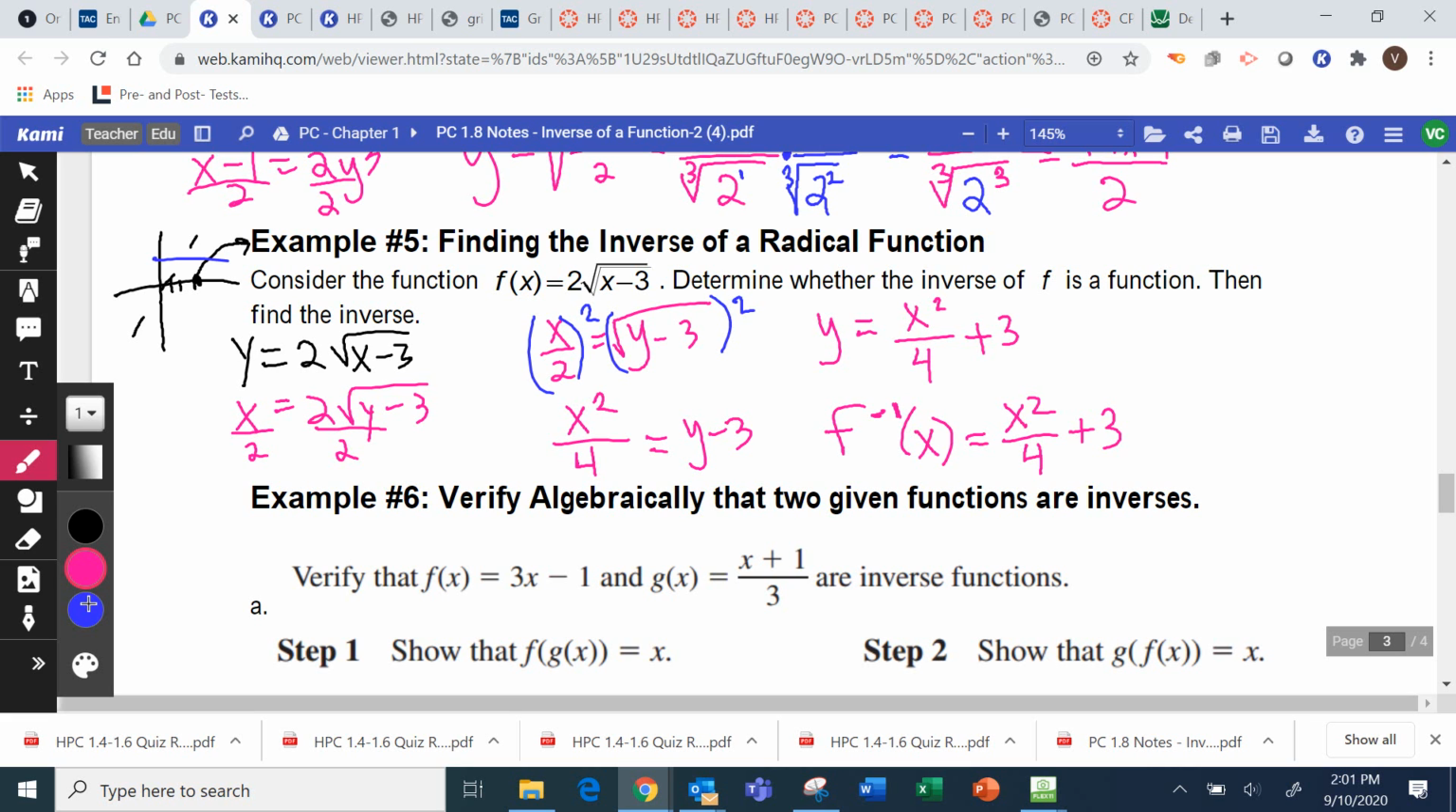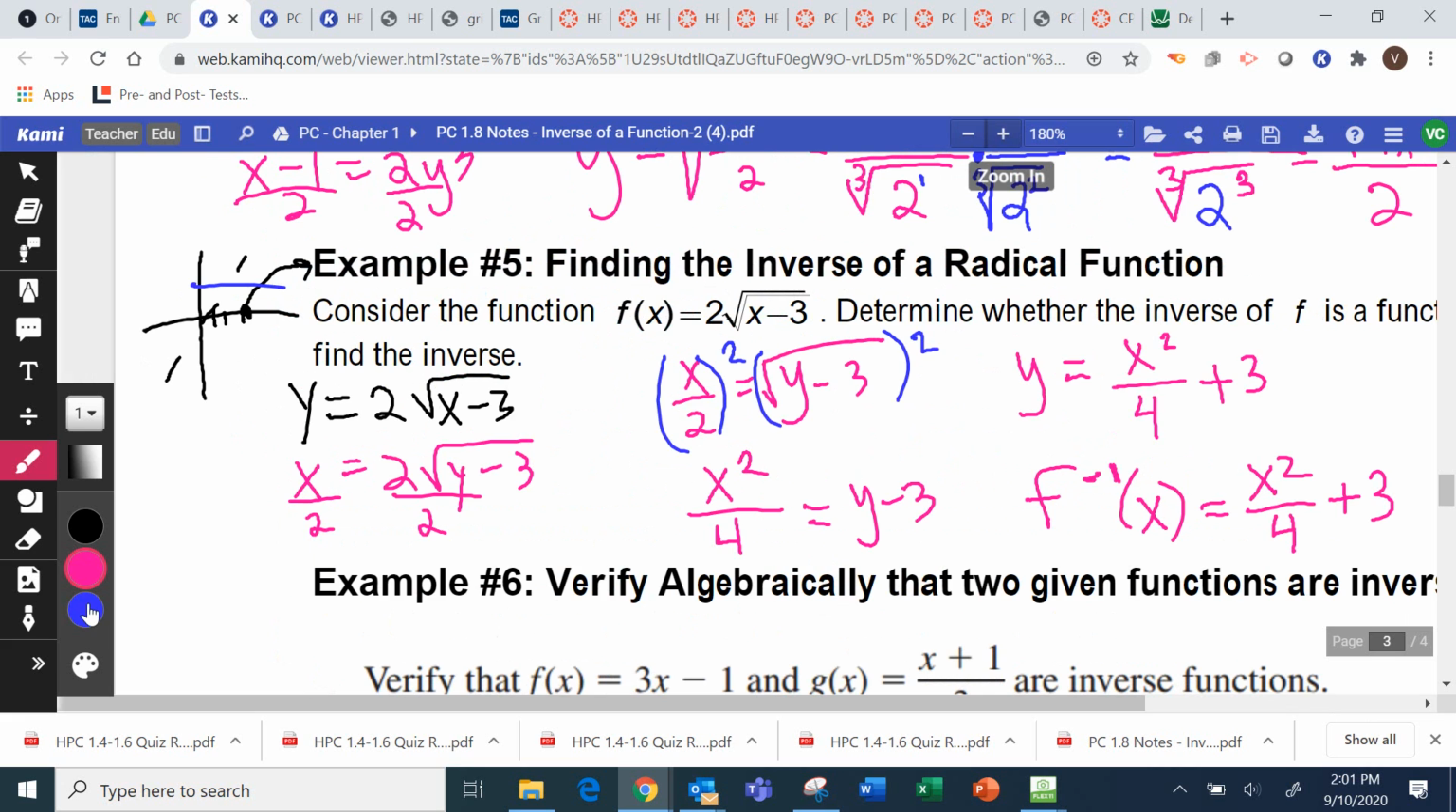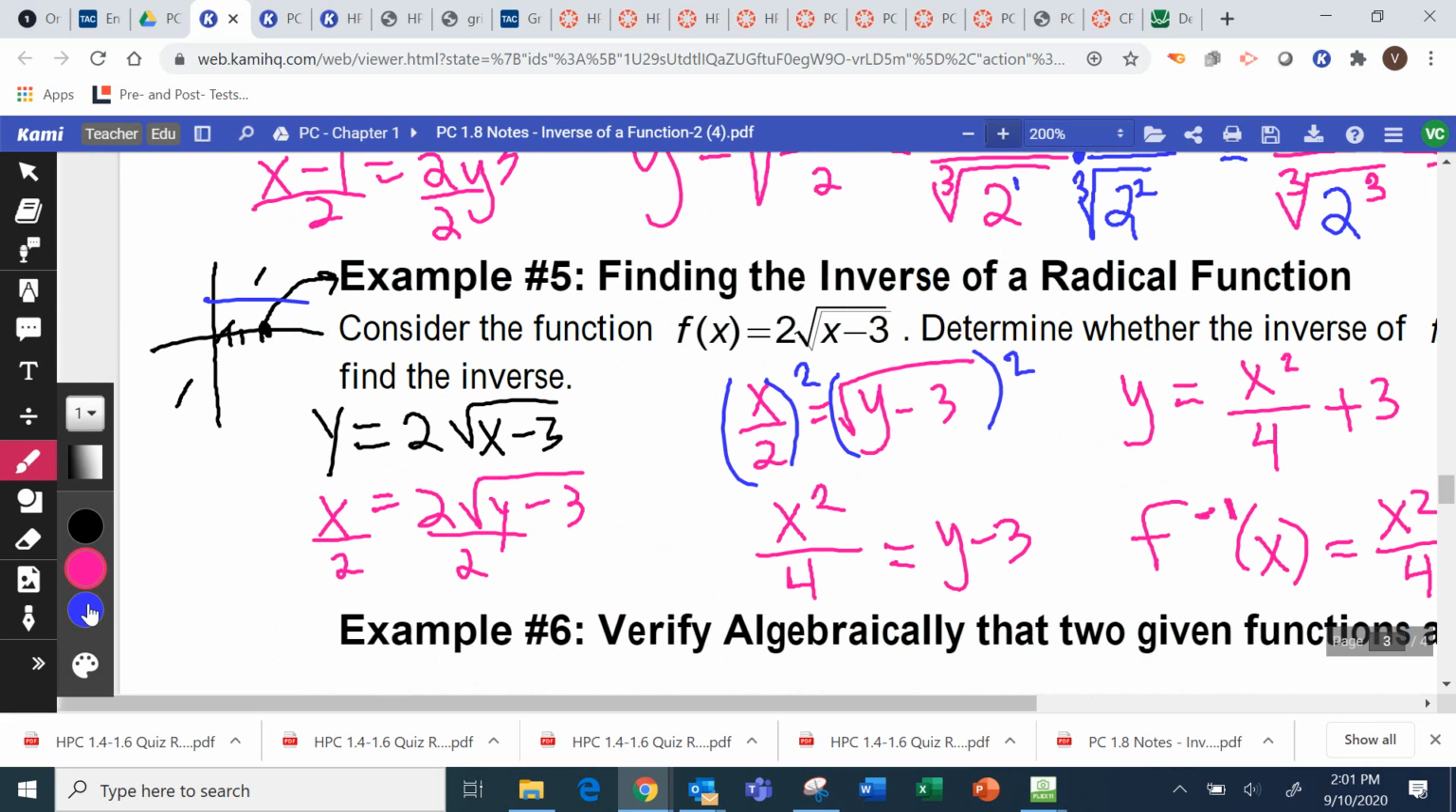If I take this little graph over here that I drew on the side, the original function that I made in black, and I reflect it in that line, is it going to be a parabola? Is it going to make a U shape? It's not going to make a U shape.